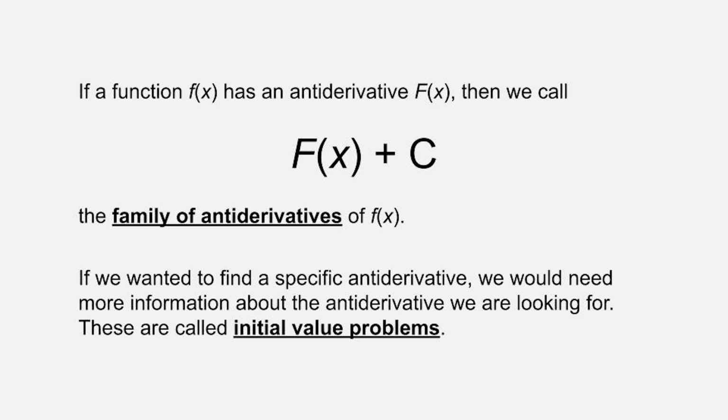Now let's say you want to find a specific antiderivative. Well, with the information we've been working with so far, we would simply not be able to. That's why we have the family of antiderivatives. But if we had a little bit more information, then we could potentially find a specific antiderivative. In these cases where we're given these extra bits of information and are trying to find a specific antiderivative, they're called initial value problems. Because oftentimes in context, you'll be given the initial position or the initial velocity or the initial acceleration and have to work with that.